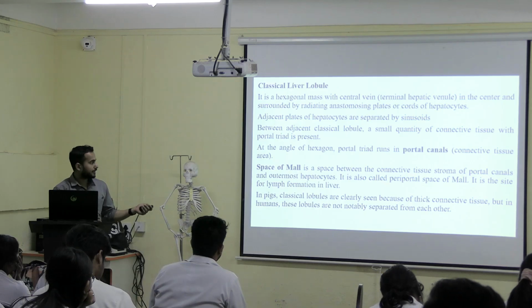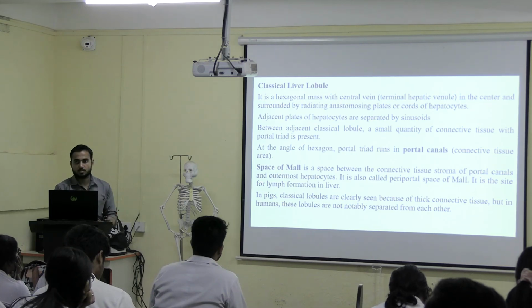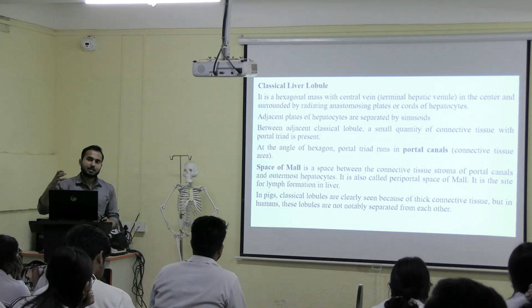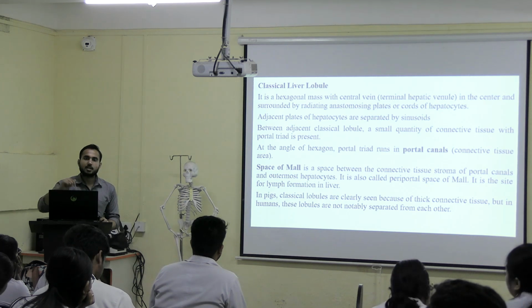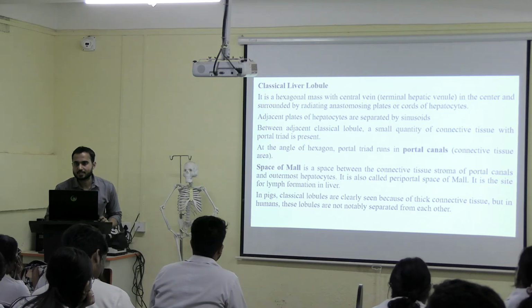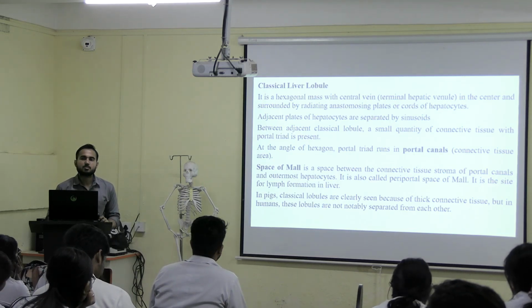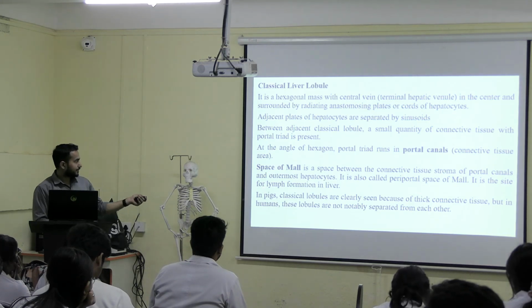Where is it located? This is the space between the connective tissue stroma of the portal canal and the outermost hepatocytes. Around the portal canal, the hepatocytes surrounding it, and the connective tissue present, the space in between is called the space of Moll. It is the site of lymph formation in the liver.